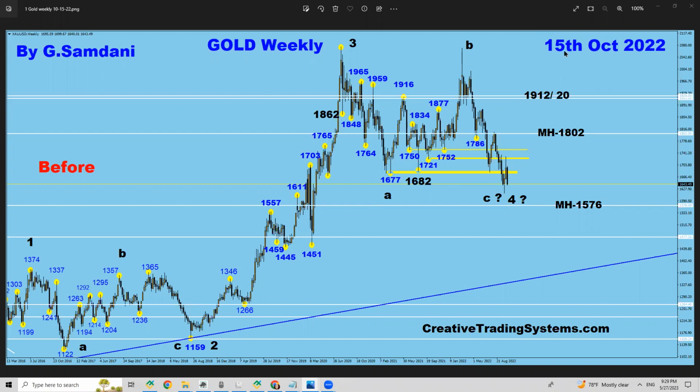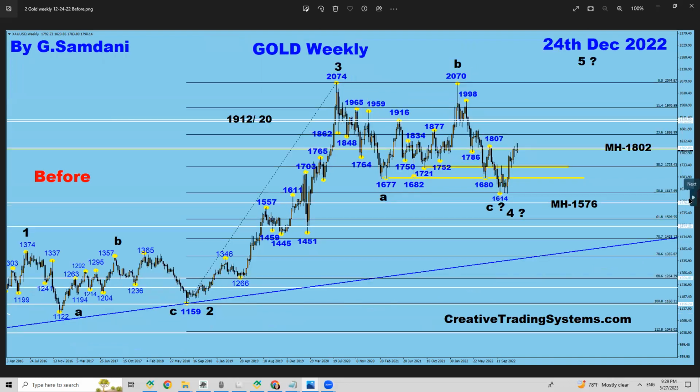All right. So 15th October 2022, this is the weekly chart I made when this wave 4 was about to finish somewhere. So I said, well, if this is 3 ABC wave 4, then we will go up for wave 5, and this is how it is. So I'm not going to show all the charts, maybe a few.